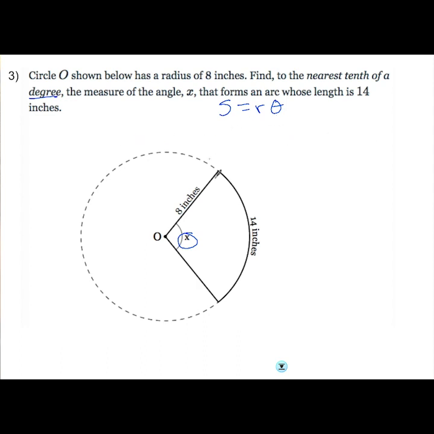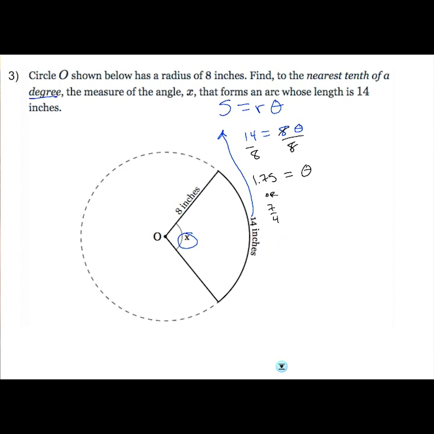Okay, so here we go. The 14 is going to go here. The radius, 8, is going to go here for R. Theta is right here. All right, so theta is my unknown. Divide both sides by 8. Theta is 14 over 8. And if you want to, you could put that as a decimal. You can either write it as 1.75, or you can write it as 7/4. Either way, that's what theta is equal to.